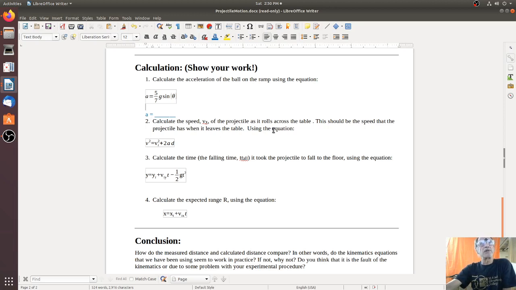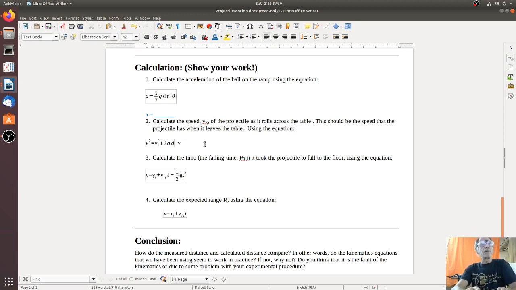Now I want to calculate the speed after it gets off the ramp and starts rolling across the table. When it's rolling across the table horizontally, it's moving at a constant speed. So that's going to be the speed that it leaves the table horizontally. So I'm going to use this equation. The initial velocity when I started down the ramp was 0, so this is 0. This is 2. This is the acceleration I got above, and this is the distance along the ramp that it went. In my case, 0.8 meters. So I would report that, and then I've got to take the square root of that, obviously.